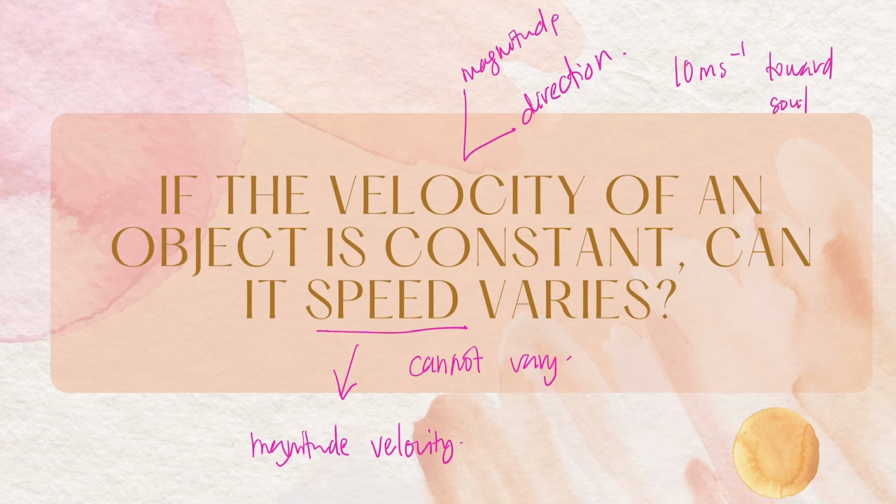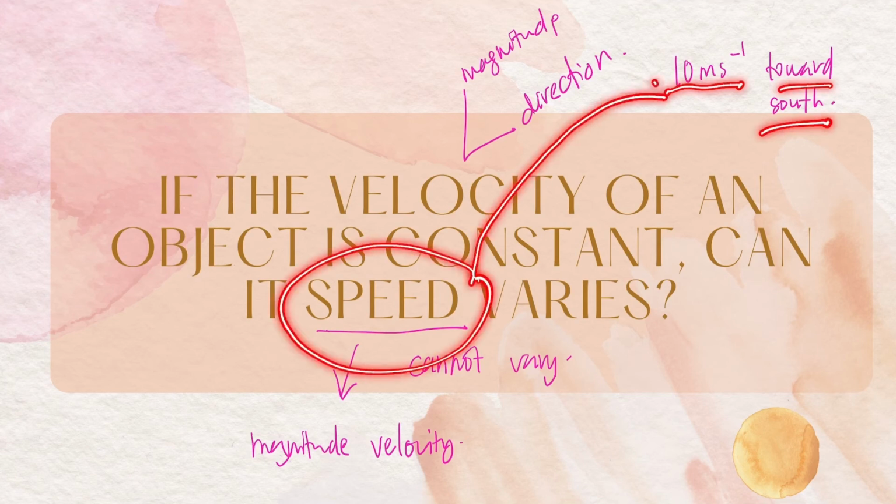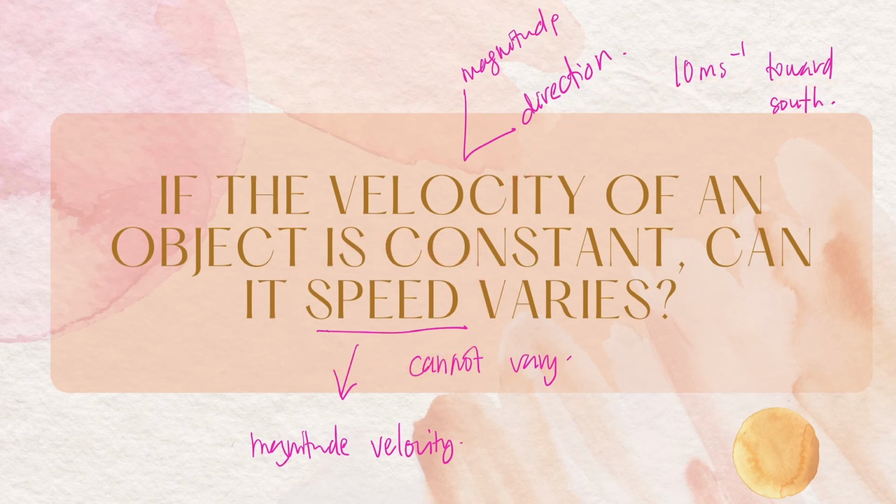Okay, kalau when we say it's a constant, means that you are travelling 10 meter per second towards south all the time. So speed ni basically sama dengan 10 meter per second. So kalau velocity dia dah constant, speed dia mesti constant juga. Okay, so next one is velocity.